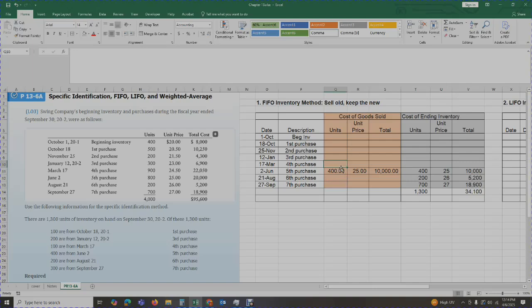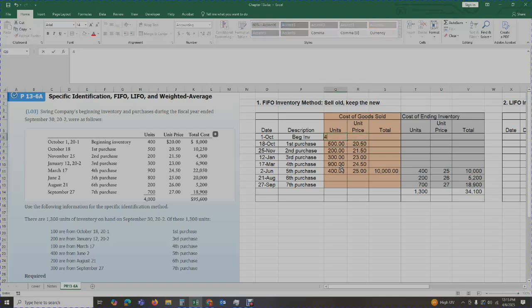So on my fourth purchase, I have 900 at $24.50. I'll do the math later. And then I've got 300 at $23. All of these have been sold. Then I've got 200 at $21.50. And then I've got 500 at $20.50.